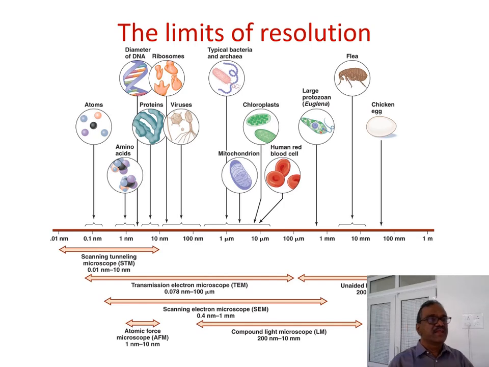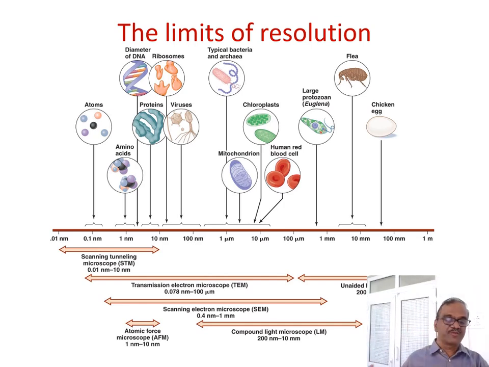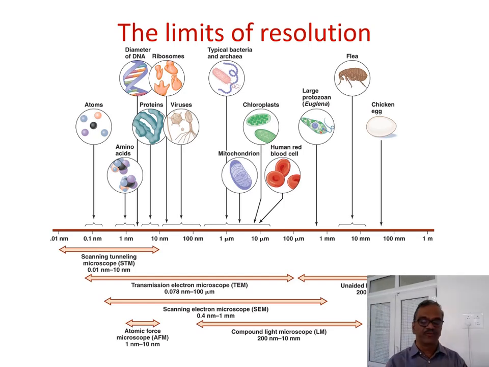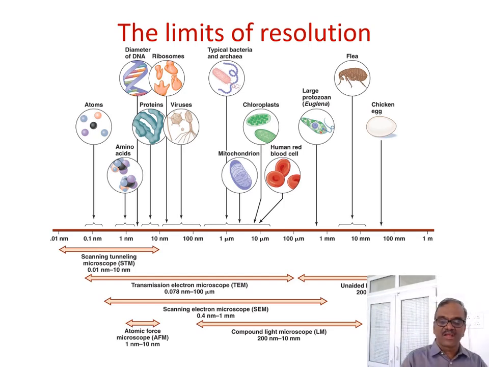What are the limits of resolution? You start with 1 meter up to 0.01 nanometer. Different objects are shown here in this picture, and you can see that with the unaided eye, you can see even from 1 millimeter very clearly, and even less than 1 millimeter sometimes you can observe. So that is with the unaided eye.